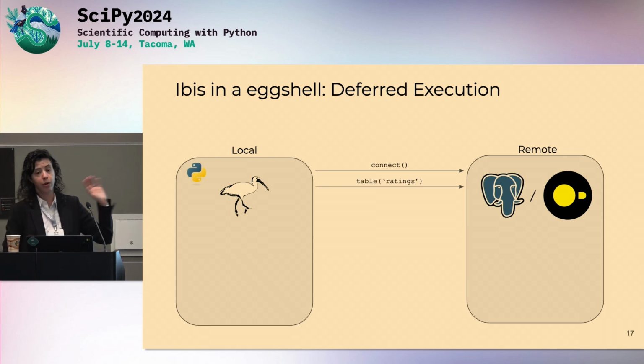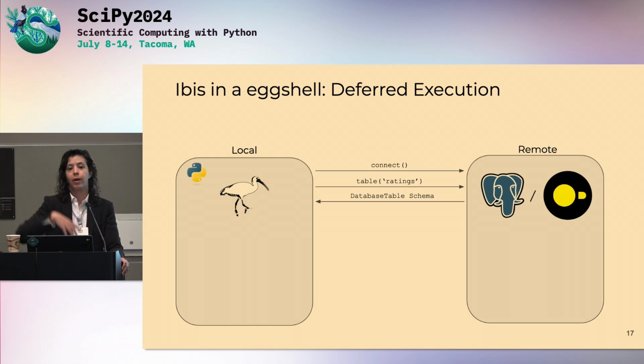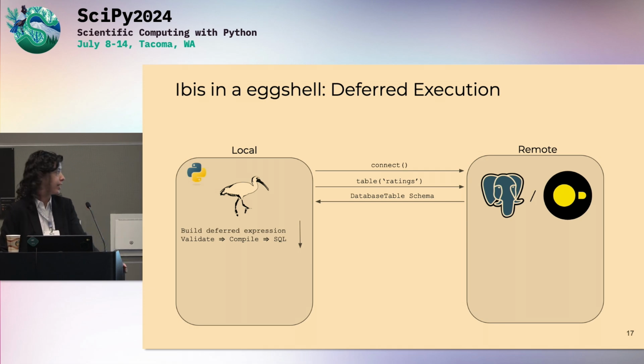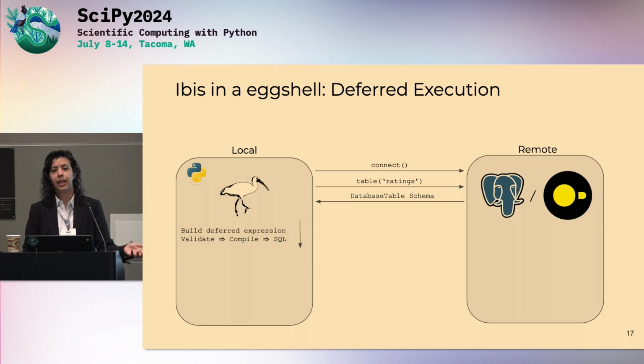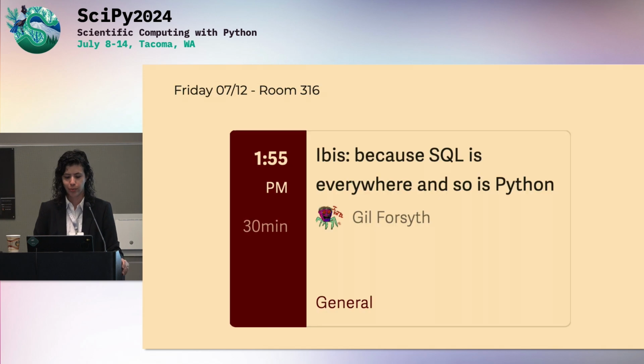We connect to a remote engine, or it could also be local, like DuckDB. And then we just say, hey, do you have a table called ratings, for example? And they say, yeah, I have it. And instead of dumping the whole table to my local machine, it will just send me the schema. With that schema, we build a deferred expression. We validate it, compile the SQL, send the SQL to the engine, execute it in the engine, and then get the results back. So that's Ibis in a nutshell, or just a new term I just created.